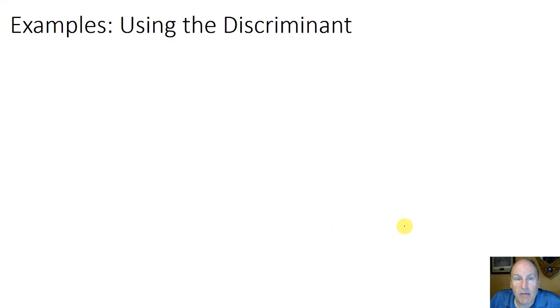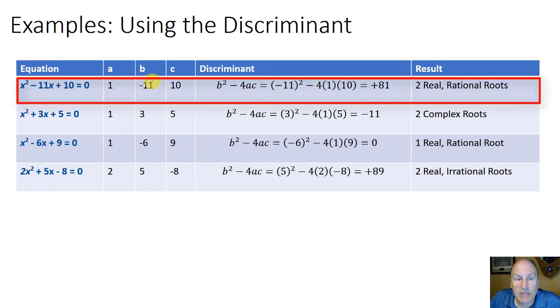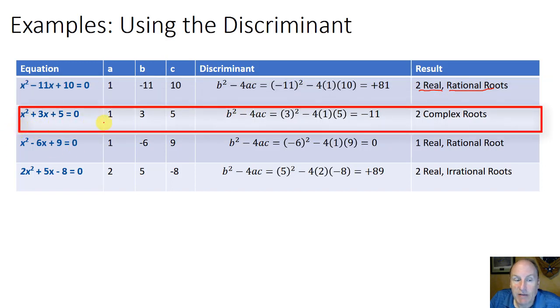So let's look at a few examples of how we would use the discriminant. So if we have x squared minus 11x plus 10, the a is 1, the b is negative 11, the c is 10. If we plug that into the discriminant, b squared minus 4ac, we get negative 11 quantity squared minus 4 times 1 times 10, which is positive 81. Since 81 is a positive number and is a perfect square, we have two real and rational roots. In the case of x squared plus 3x plus 5 equals 0, a is 1, b is 3, c is 5. We plug it into the discriminant, we get negative 11. That means we're going to have two complex roots, and it's never going to touch the x-axis.